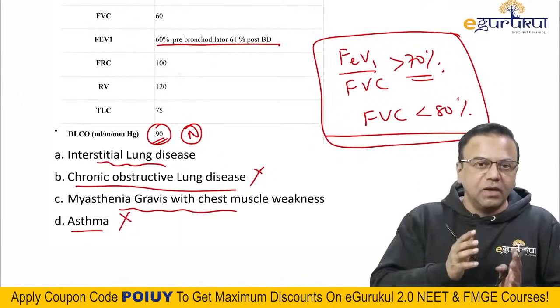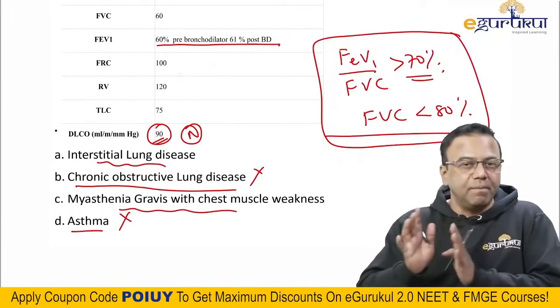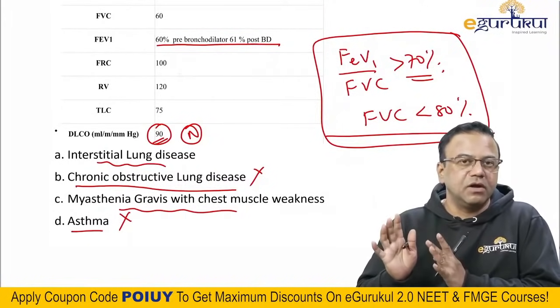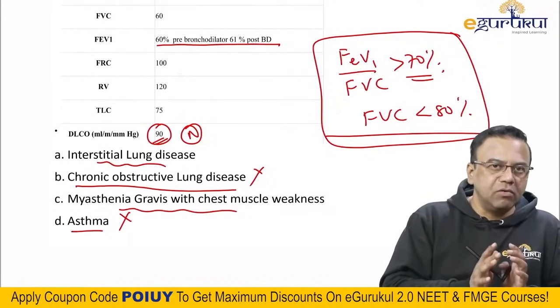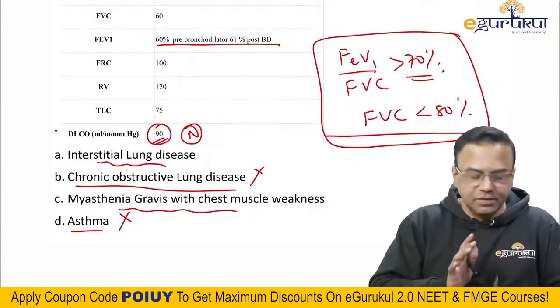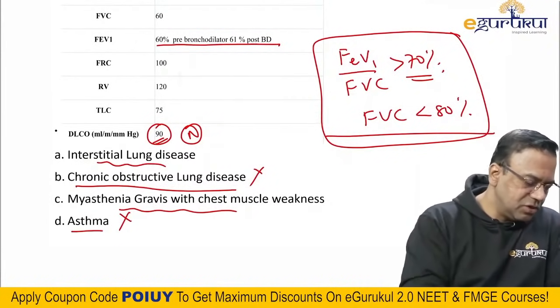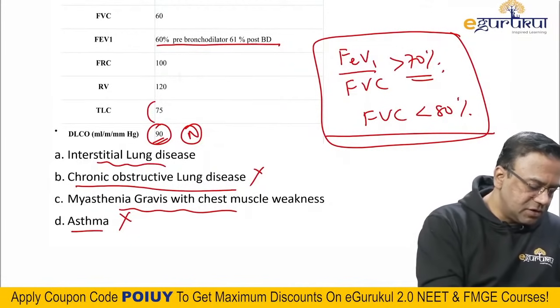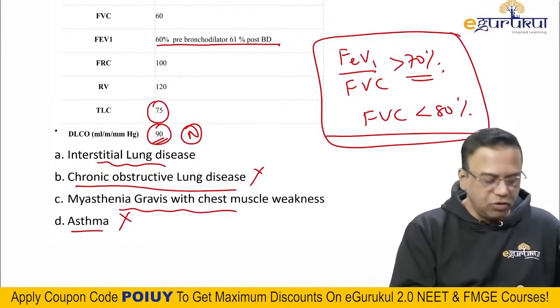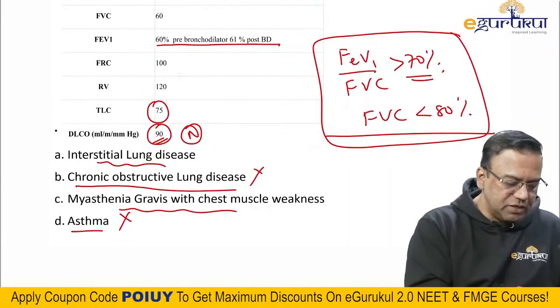Or in another way, if the total lung capacity is going up, that's obstructive lung disease. If the total lung capacity is coming down below 80%, it's a restrictive lung disease. This total lung capacity is reduced. Once the total lung capacity is reduced, we declare this patient has got restrictive. We rule out the obstructive choices. It's not COPD, it's not asthma.